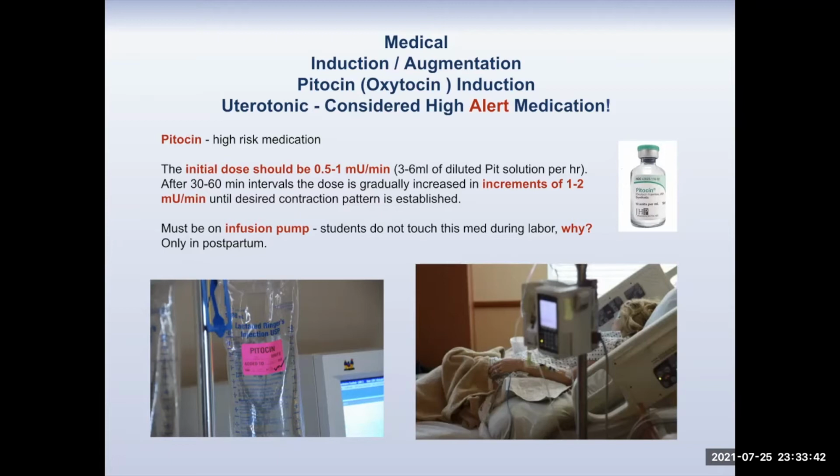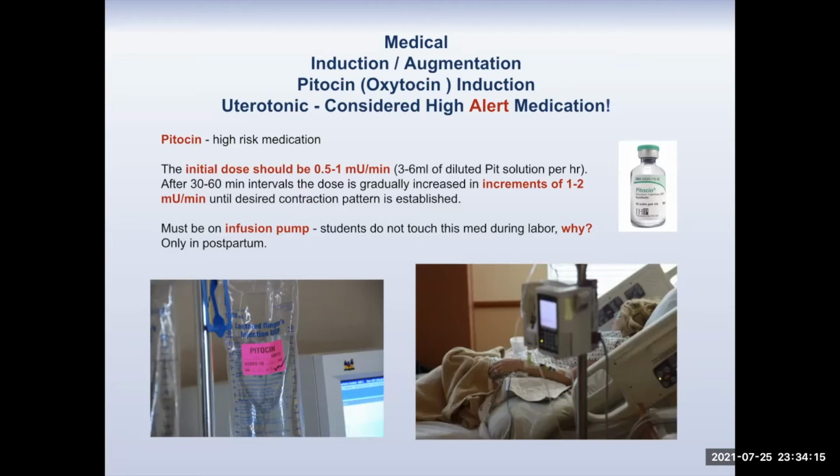And then after 30 to 60 minutes, we can increase it in increments of 1 to 2 milliunits per minute until we get her contraction pattern going as it should be. Now, once she gets to 5 or 6 centimeters, we can pull back on it, okay? And we would pull back basically at the same increments. It must be on an infusion pump. We do not give oxytocin without it being on an infusion pump because it's a high alert medication.